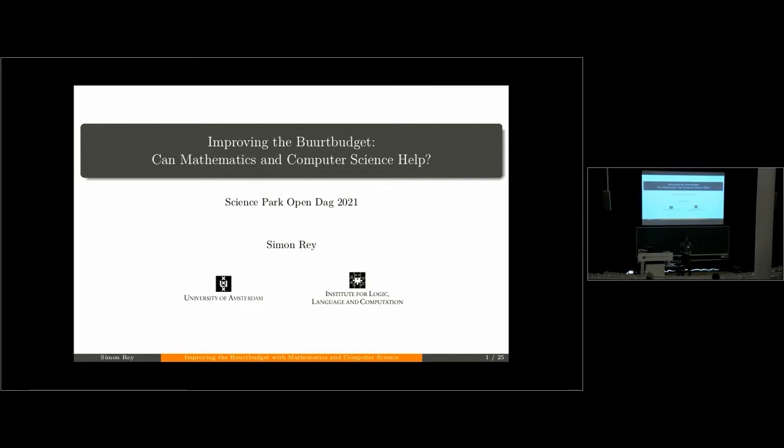I work at the UvA. I work on the other side of the street at the Institute for Logic, Language and Computation. And that has nothing to do with logic or language, but has to do with computation. So we still do fit in there. And I'll broadly introduce you to the kind of research we do there, and more specifically using the Buurtbudget as an example. Okay? All right, let's get started.